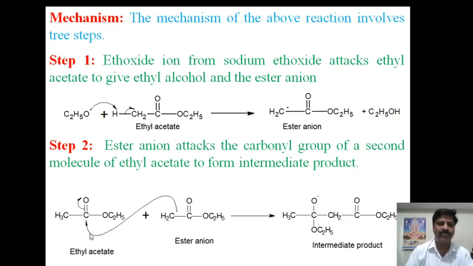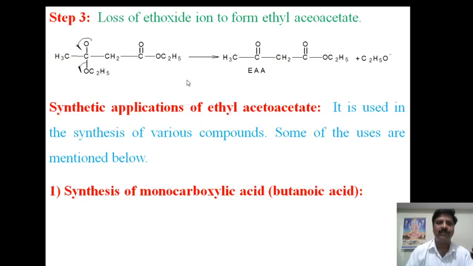Therefore here ethyl acetate will be there. This oxygen is more electronegative. It drags the electron density towards itself, and this anionic charge, the negative charge, will flow towards the positive carbon atom, and the addition product is formed, that is the intermediate product. And third step, loss of ethoxide ion from the intermediate product to form ethyl acetoacetate.